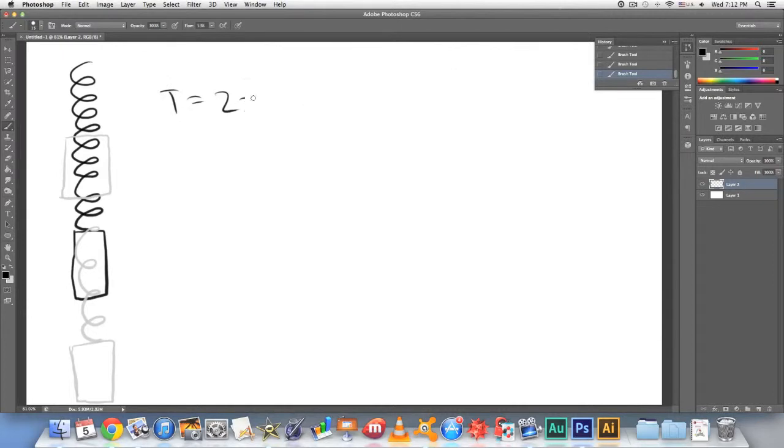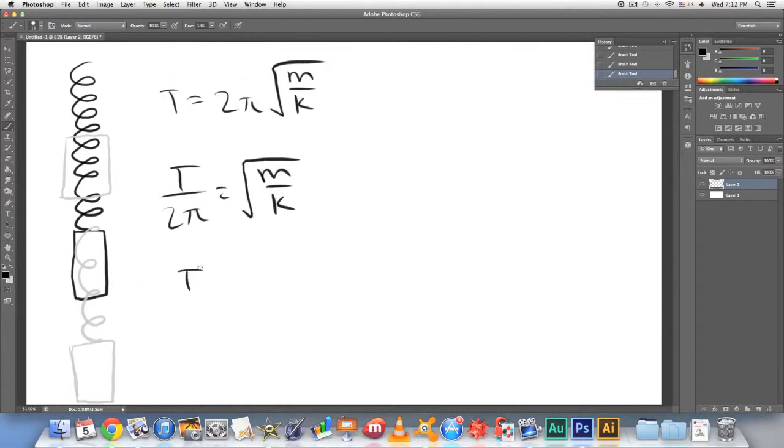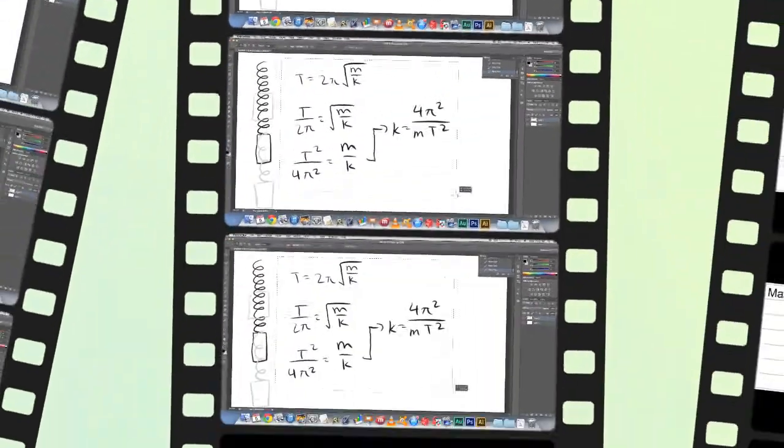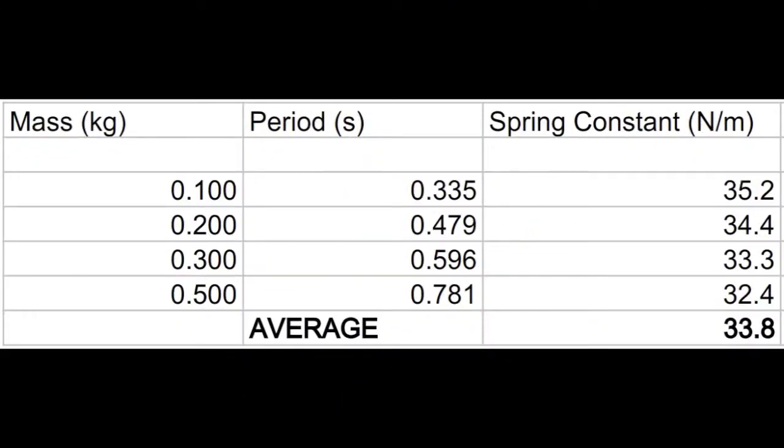K is the spring constant, and from the equation T equals 2π square root of m over k, by rearranging the equation, you get k equals 4π² m over T². Using the mass spring methodology, we found the average spring constant to be 33.8 newtons per meter.